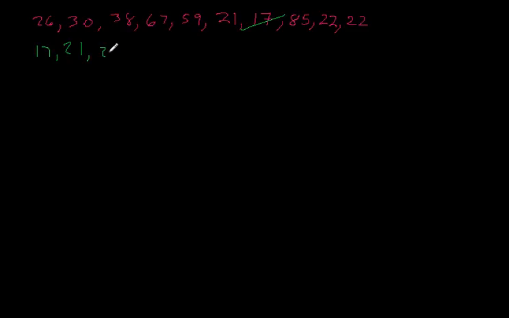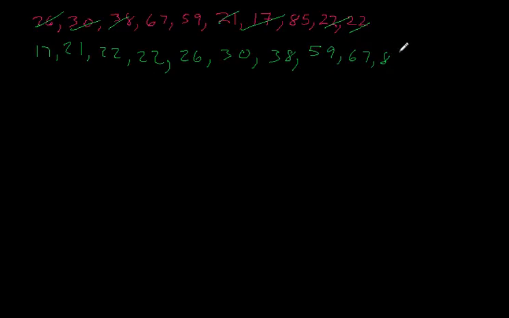21, 22, 22, it looks like. I'll cross those guys out as well. Oh, 26, 30, 38, 59, 67, and 85. Let's redraw that 85. That's kind of sloppy. And 85. Cool. I can cross out those last three.